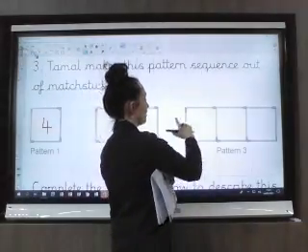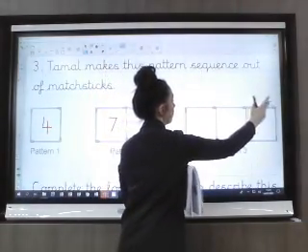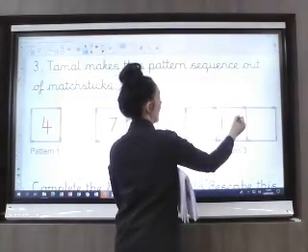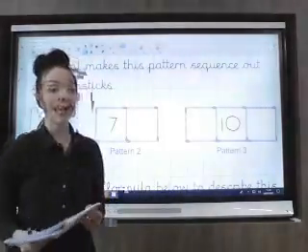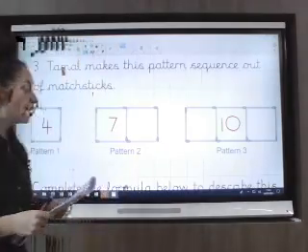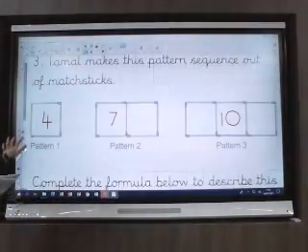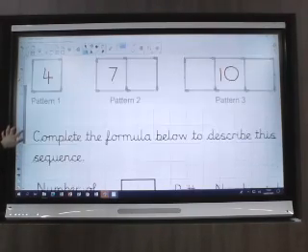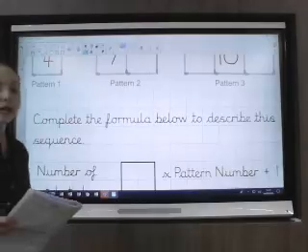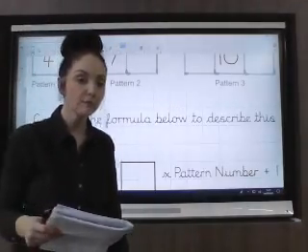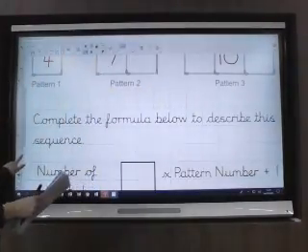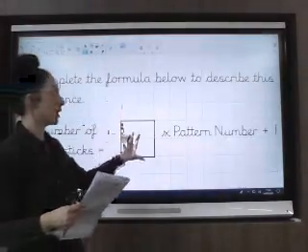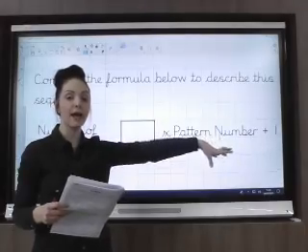And then in this one, we'll go around the edge. 1, 2, 3, 4, 5, 6, 7, 8. 2 in the middle. 9, 10. Okay, and that's going to help you with your question today. So your question says, complete the formula below to describe this sequence. So this is going to be a little bit of trial and error. It's saying the number of matchsticks equals something times the pattern number, add 1.